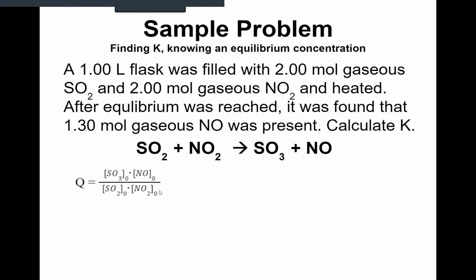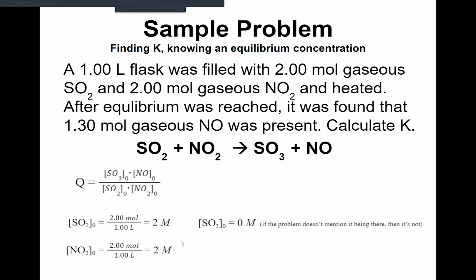Now, since they didn't tell us about any SO3 or NO initially present, that means the SO3 and NO concentration is 0. They did tell us that there's 2 moles of SO2 in a 1-liter flask. So if you divide 2 moles by 1 liter, you get 2 molar. Same thing for the NO2, 2 moles in a 1-liter container gives us a 2 molar concentration. If the problem doesn't mention the SO3 being there, then it's not. You should assume that the concentration is 0. Same thing for the NO.